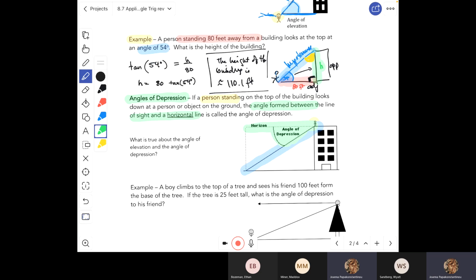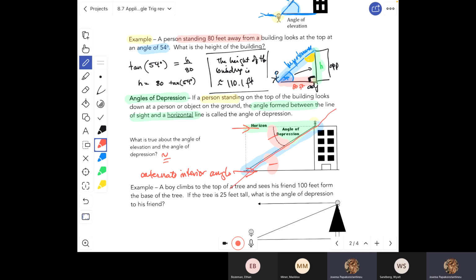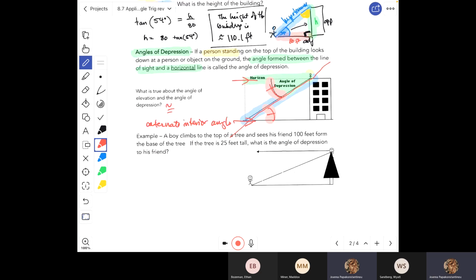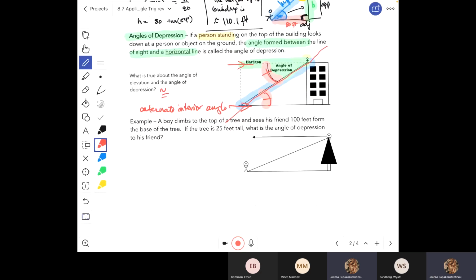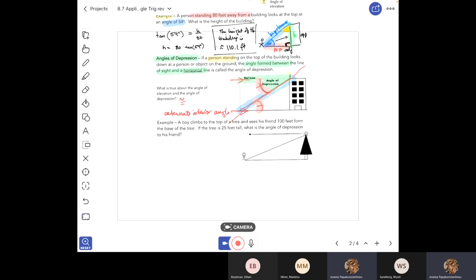Now, that's interesting. We just talked about two different types of angles. Is there a relationship between the angle of depression and the angle of elevation? They are congruent. Right? And how do I know that? Alternate interior angles. Because I have two horizontal lines, and I have a transversal cutting those two horizontal lines. So these are alternate interior angles. So keeping that in mind, if you have the angle of depression, you have the angle of elevation and vice versa. So let's look at an example.